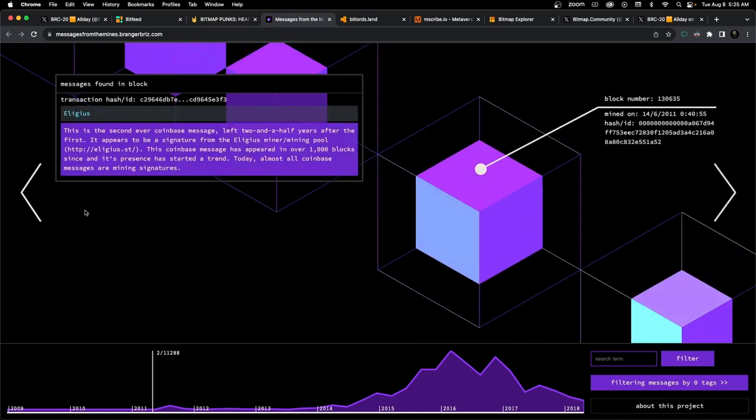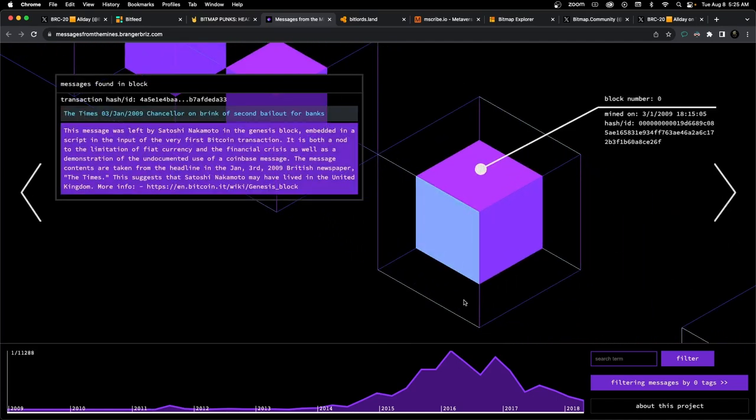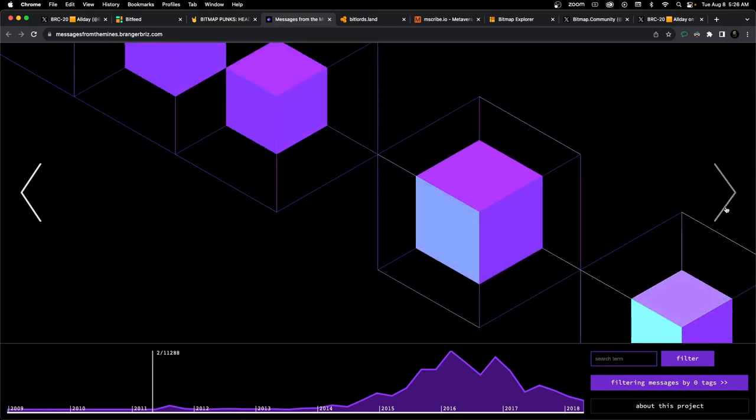This is the first block, block zero, which was mined by Satoshi Nakamoto, and he left this short message within this block. I believe this message was in reference to the financial crisis that took place back in 2008.